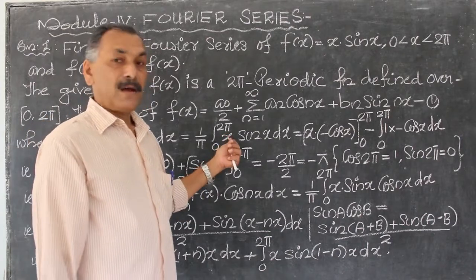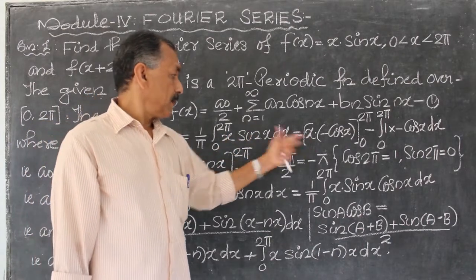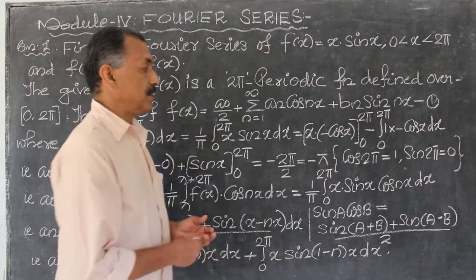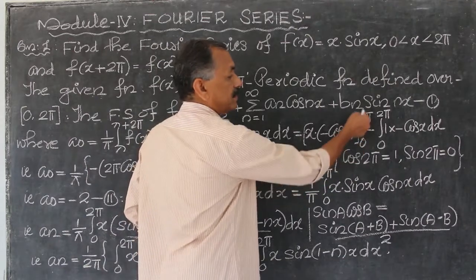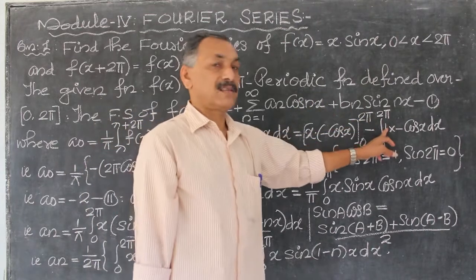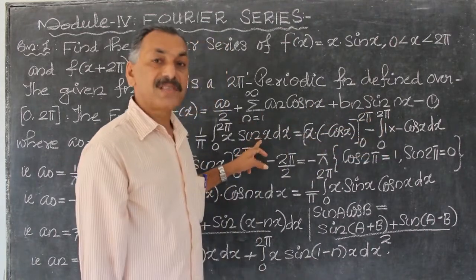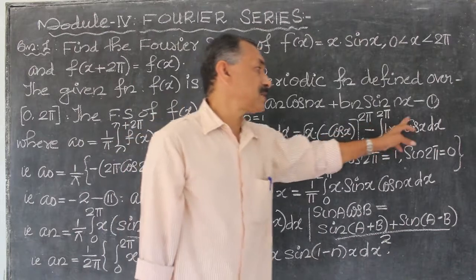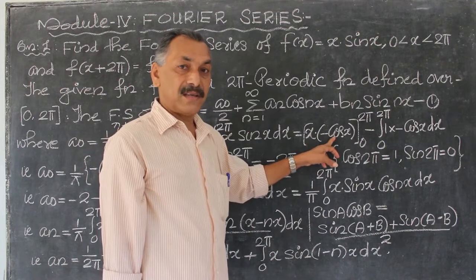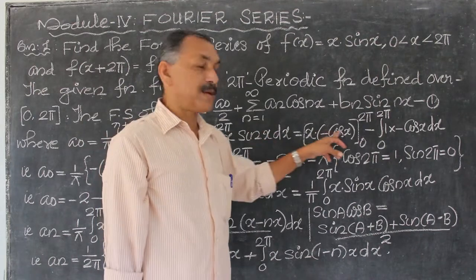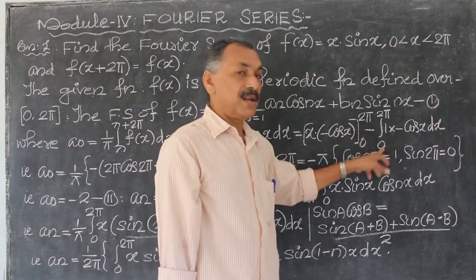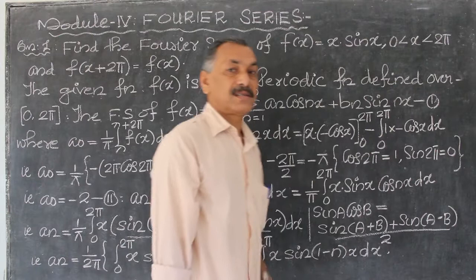Then integrating, apply the product rule: first into integral of second, minus integral of derivative of first into integral of second. Integral of sin x means minus cos x. So x into integral of sin x, which is minus cos x, between the limits 0 to 2 pi, minus integral of derivative of first into integral of second.